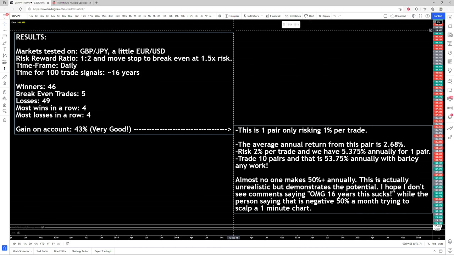And I'm also gonna convince you that these are significant returns that you can get trading this way with barely any time spent on a daily basis. So let's get into it.